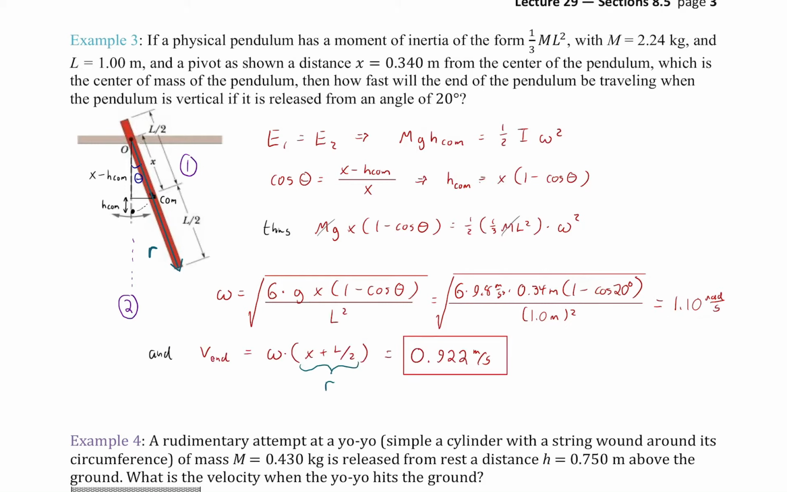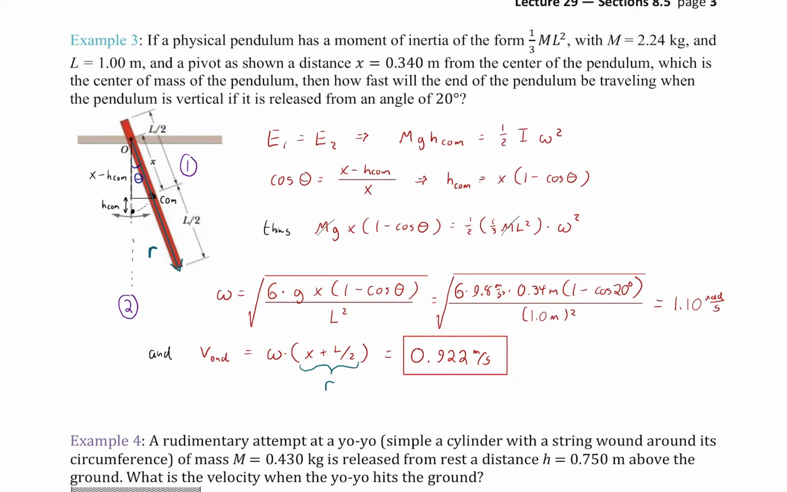All right, and that means that the velocity of the end, that would be this velocity right here, is just that angular velocity times this distance r, lowercase r, and that would just be x plus half the length of the pendulum, okay? Because it would just be this distance, see? X, and then this is 1/2 l, okay? And so when we plug in all the appropriate numbers, there we have it.